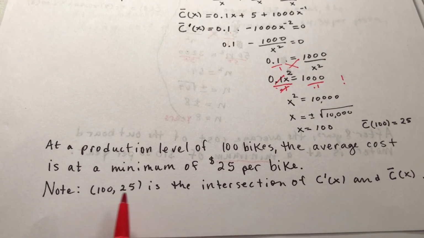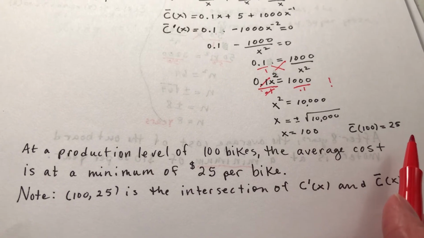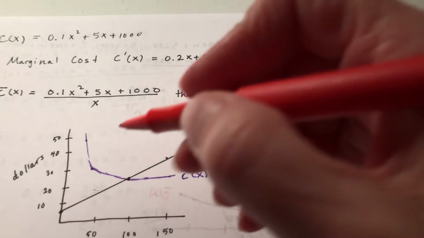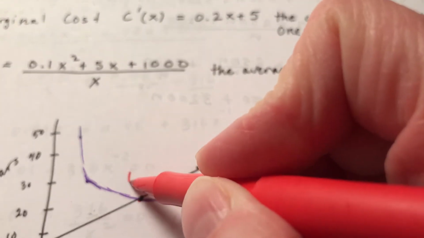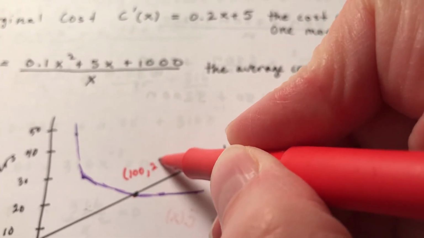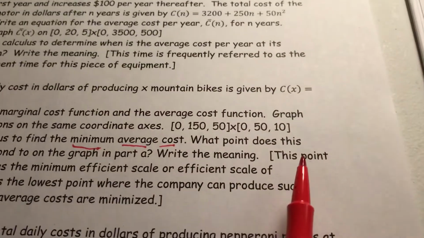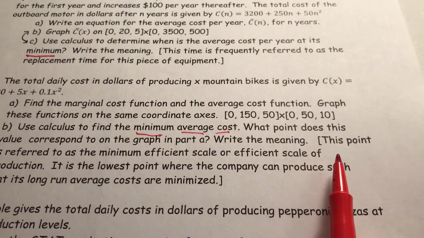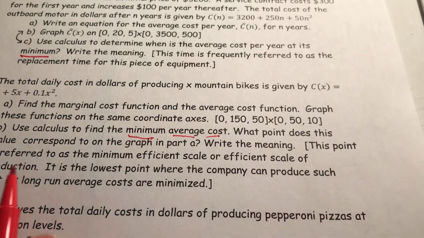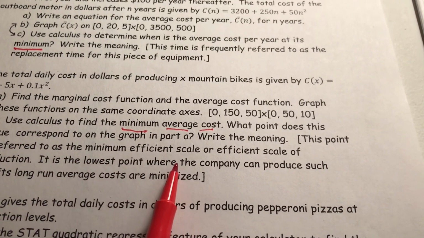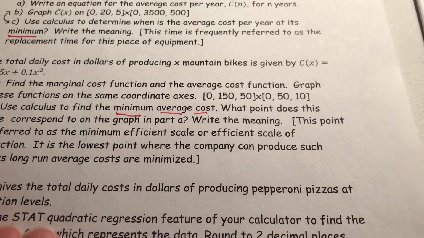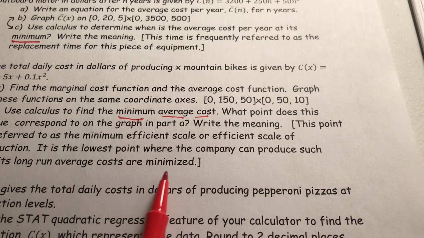Note that this ordered pair, 100, 25, is the intersection of marginal cost and average cost. Right here. In economics, they talk about, and I'm not going to explain this to you, you can look it up if you're an economics fan. This point is referred to as the minimum efficient scale or efficient scale of production. It is the lowest point where the company can produce such that its long run average costs are minimized.